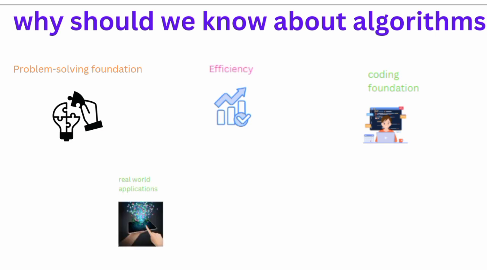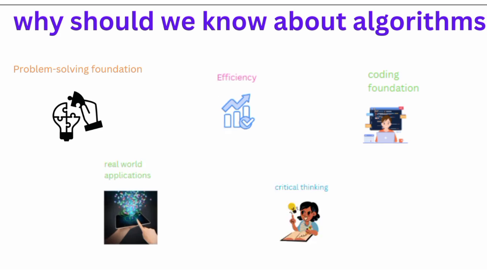Next one is real world applications. Algorithms are everywhere in our daily lives, from social media feeds to recommendation systems, from traffic routing to fraud detection. Algorithms play a significant role in how technology works. Understanding algorithms gives you a deeper appreciation of how this technology functions.